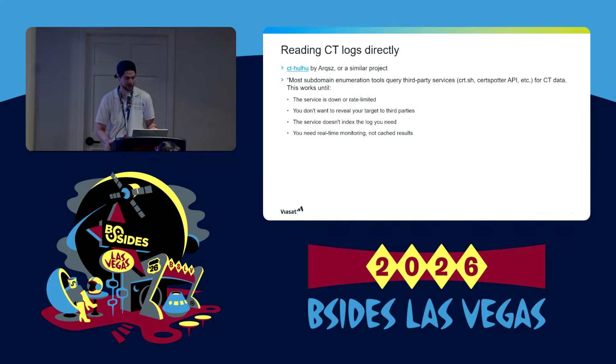There's this really cool project I found called CT Hulu or Cthulhu, from the Lovecraft mythos. This is by a developer on GitHub. From his README, I will read verbatim. Most subdomain enumeration tools, we'll get to that in a second, they rely on third-party services like CRT or CertSpotter for certificate transparency data. This works great until the service is down or rate limited. You don't want to reveal your target to third parties if you're doing recon work. The service doesn't index the log you need, because not all of them do every transparency log, or you need real-time monitoring, and you don't want to wait for it to get ingested into the system.